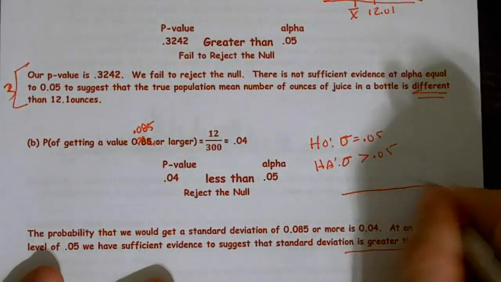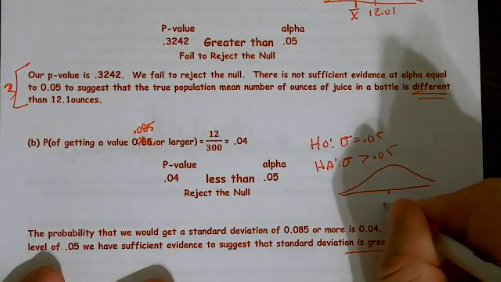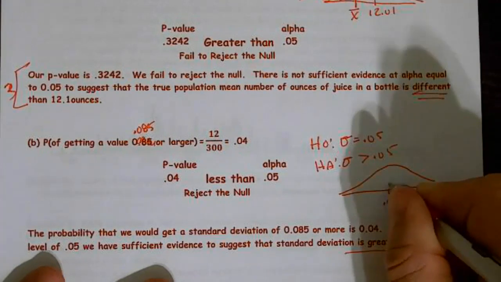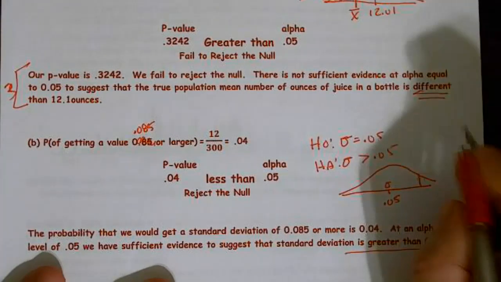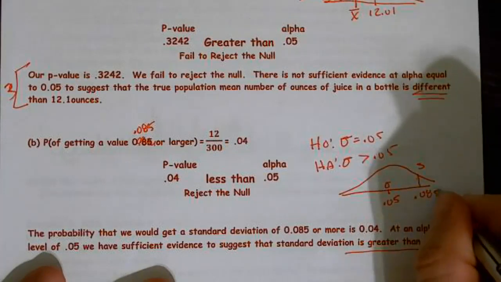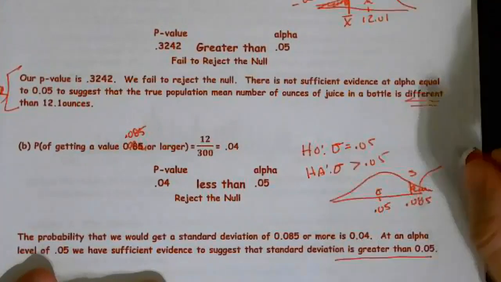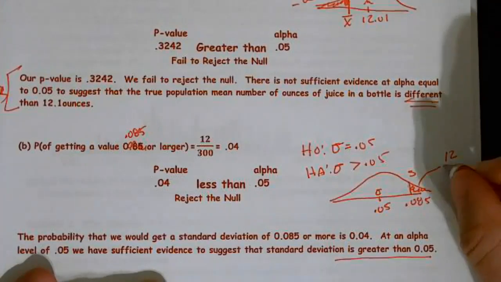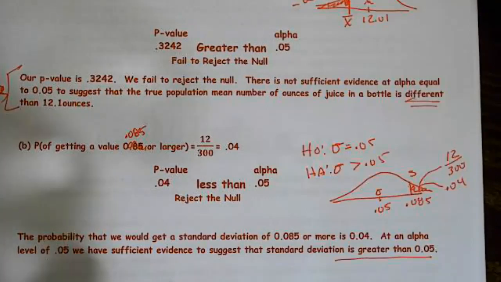And what we ended up with, well, here's the claim, 0.05. So we're centered on that. We're centered on the standard deviation. They tell us normally distributed. And we ended up with s of 0.085. And we found out that that happened 12 out of 300 times. So this area right here is 0.04. So that's what's going on.